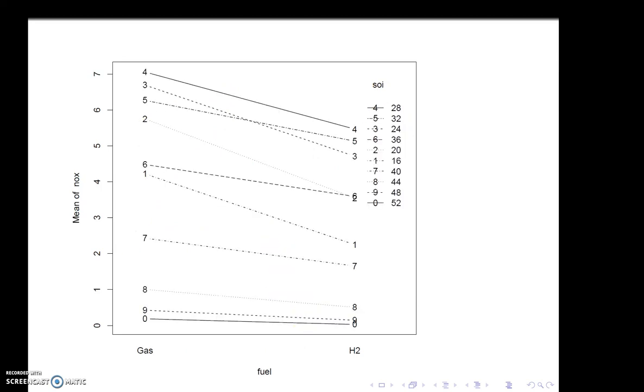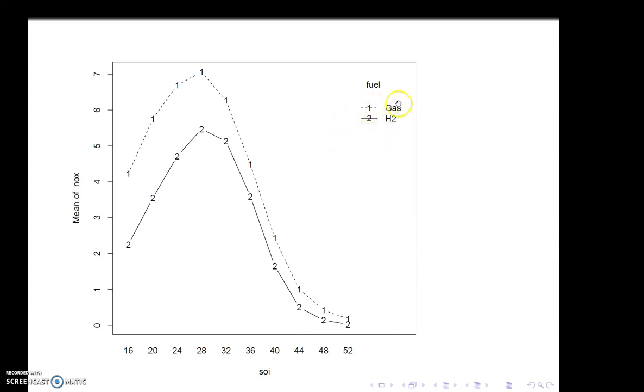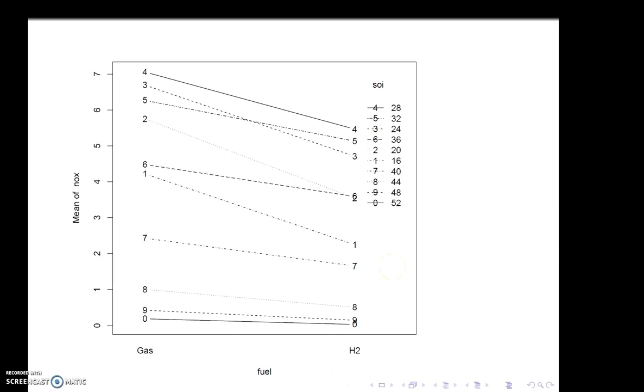Notice this, we did lines that varied by fuel type. Remember, fuel and SOI were our two factors here. But on the next plot, we vary line type by SOI, so we only see gas and H2, and I completely agree with Gary. The first one is so much easier to read than the second.